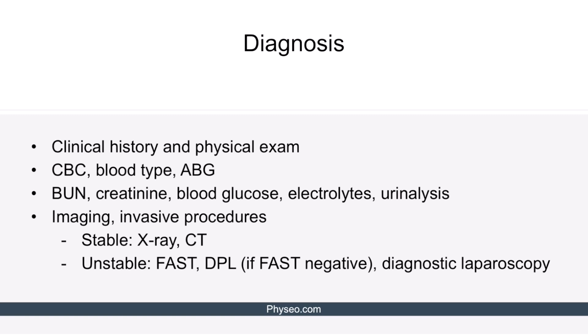The diagnostic approach is based on the type of penetrating abdominal trauma, such as gunshot or stab wound, and the stability of the patient. First, if the patient is stable and doesn't need emergent surgery, a thorough clinical history and physical exam should be done.